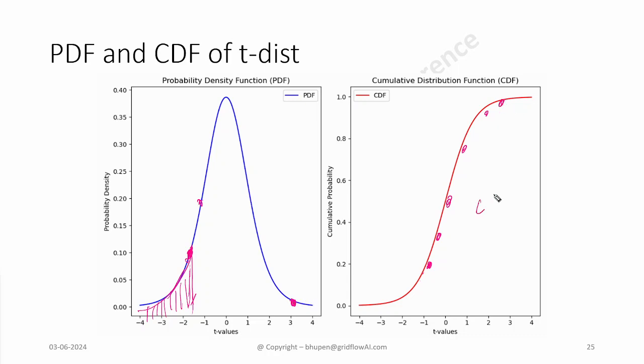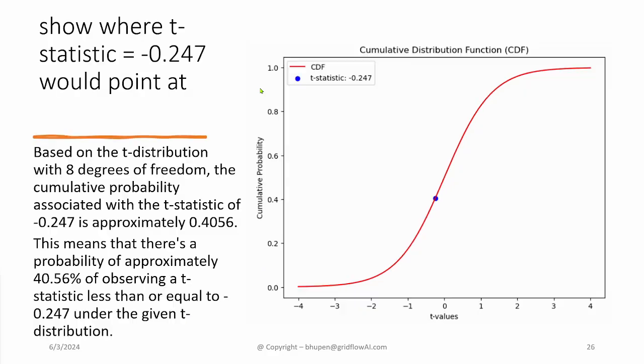So this is my cumulative density function, this is my probability density function, and we're going to use this to compute the p-value for inferential statistics or inferential tests. Now we understand the PDF and CDF of a t-distribution, which is very similar to a Gaussian pattern. The t-statistic that we found was -0.247, and that appears somewhere here. As you notice, it's appearing on the left-hand side.